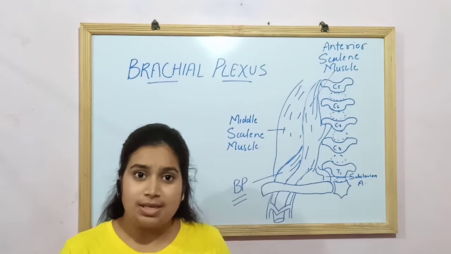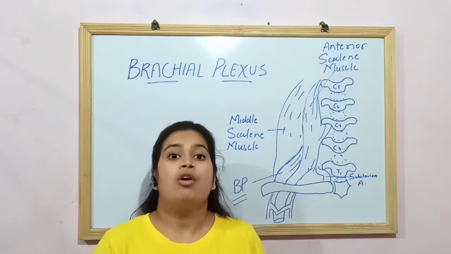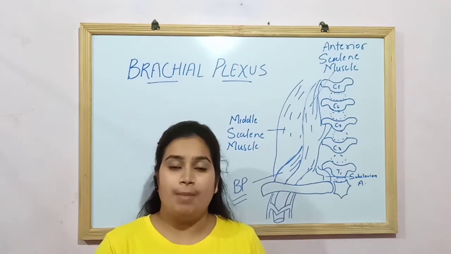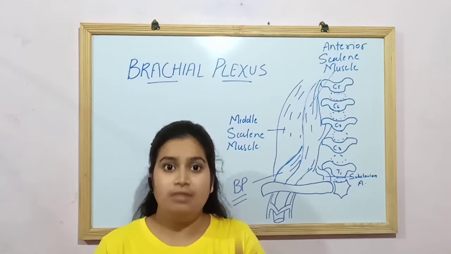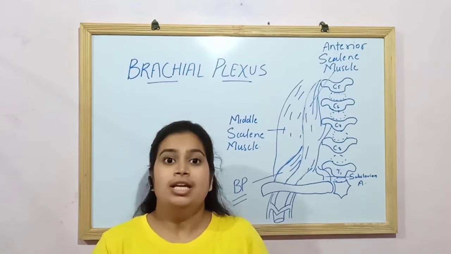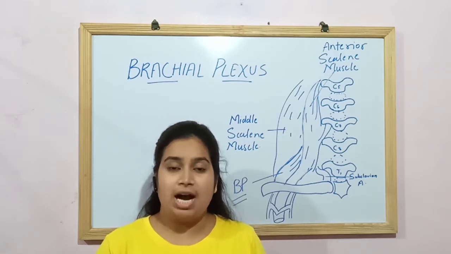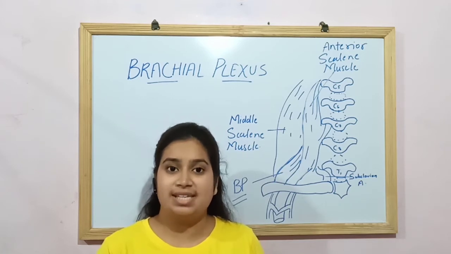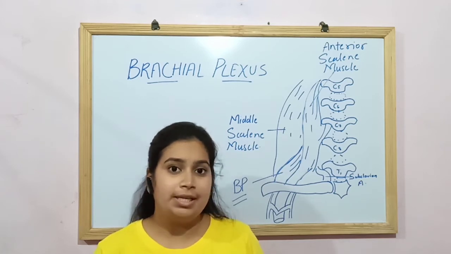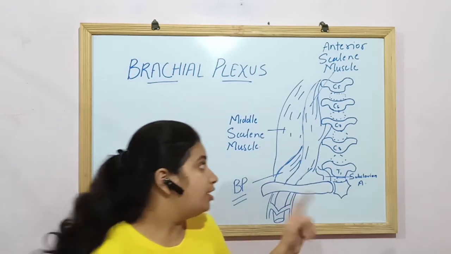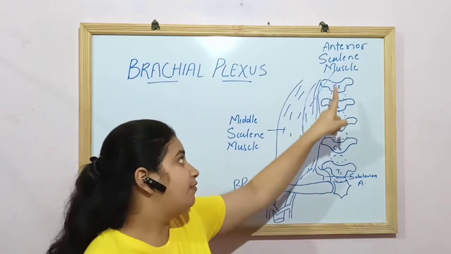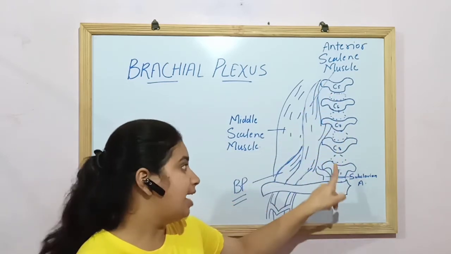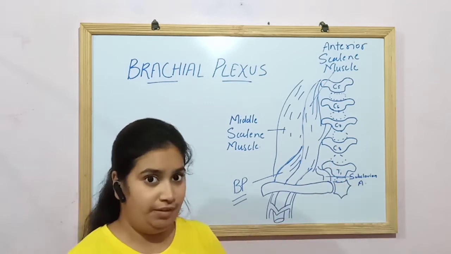So brachial plexus is the network of nerves formed by the anterior rami of the four cervical nerves and the one thoracic nerve. These four cervical nerves are C5, C6, C7, C8 and the thoracic nerve is T1, which arise from the C5, C6, C7, C8 and T1 vertebrae respectively.